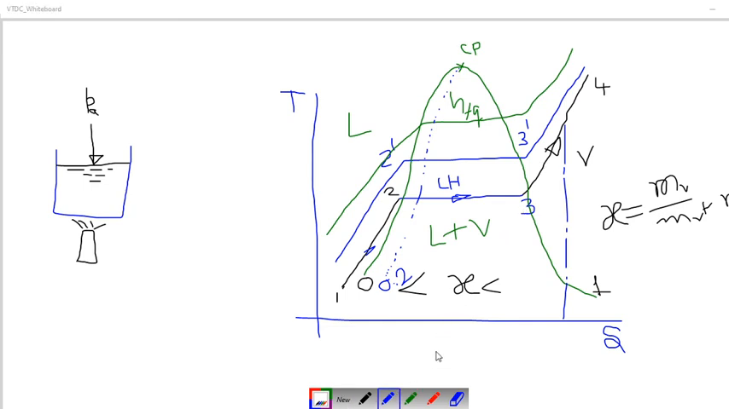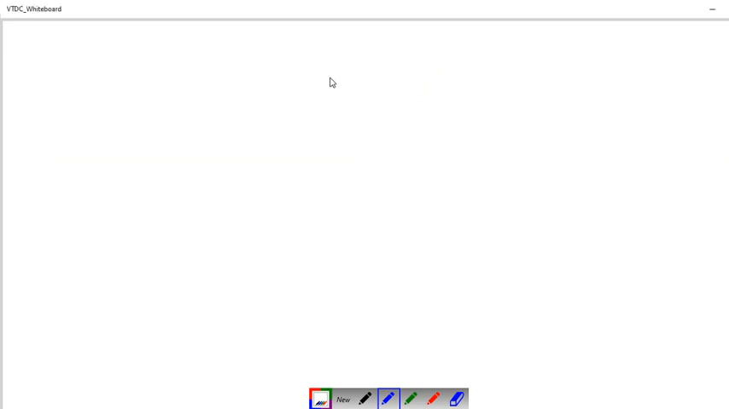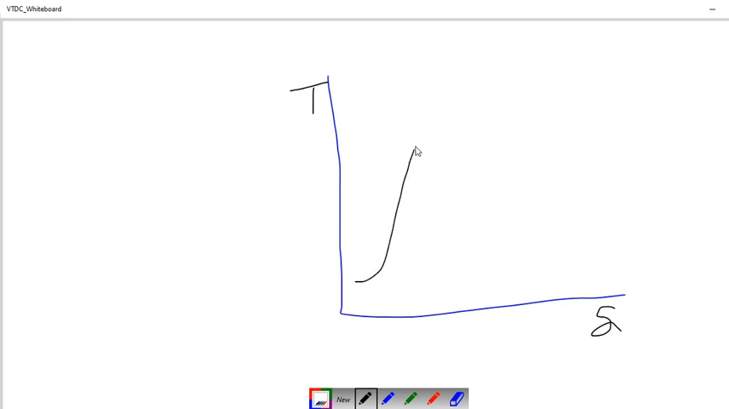We can use the TS plot of the water vapor for solving numericals for the turbine, that is shown by the process 1 to 2, and also for designing the condenser, from point number 2 to 3 process. This is the condensation process.